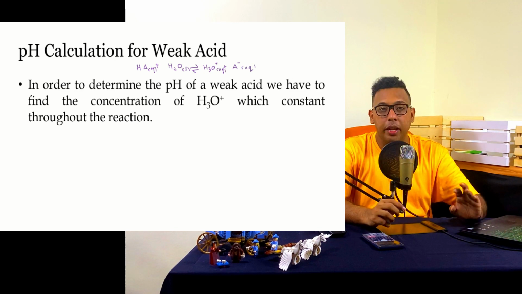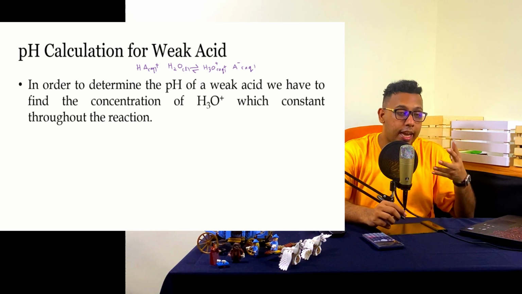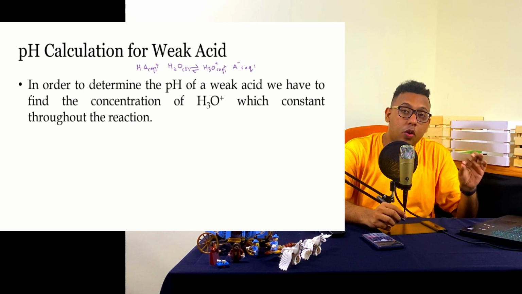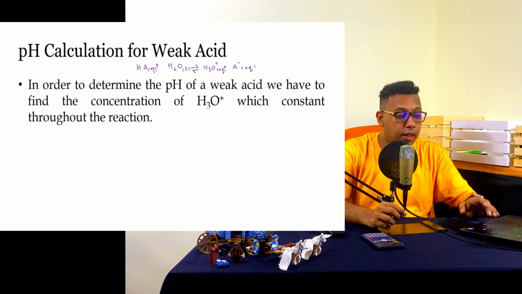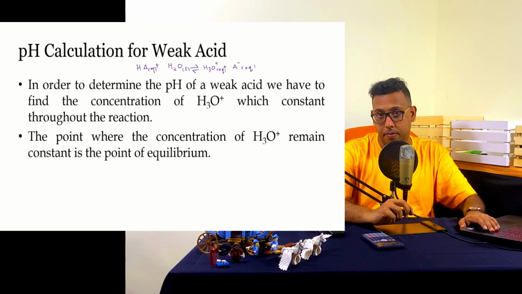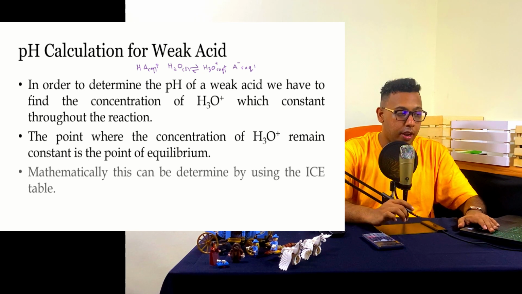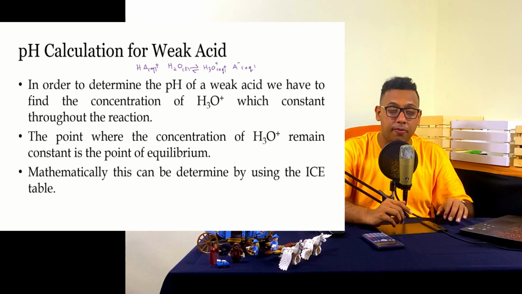Okay, so bila dia dalam equilibrium, maksud reaction tu sentiasa berjalan. Kita kena cari the point yang mana concentration of H3O+ tu adalah constant. To determine that, we have to find the value at equilibrium. To find the value at equilibrium, kita boleh guna ice table. It's just the same as before.